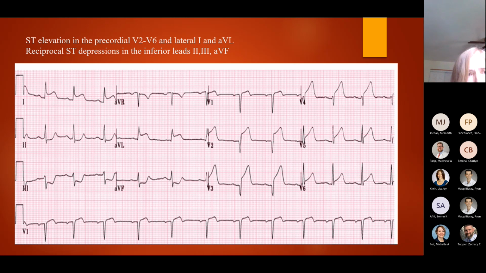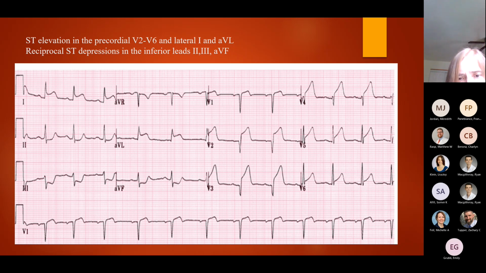So this is your anterior. You look at ST elevation in V2, V3. You see huge elevations here. You should see reciprocal changes, which would be depression in the inferior wall, and you see depressions here.